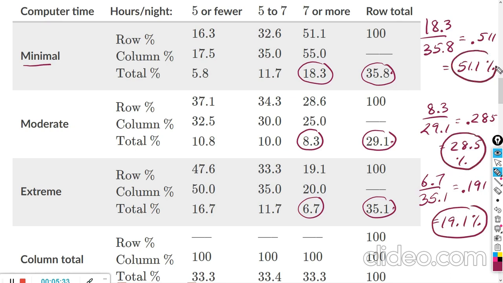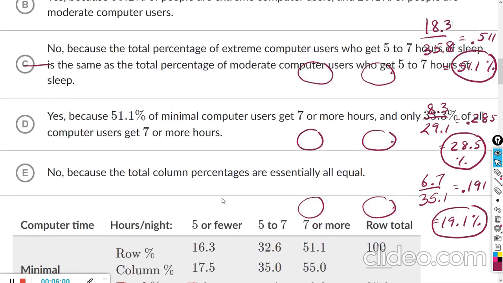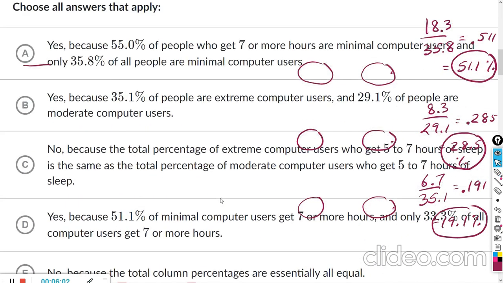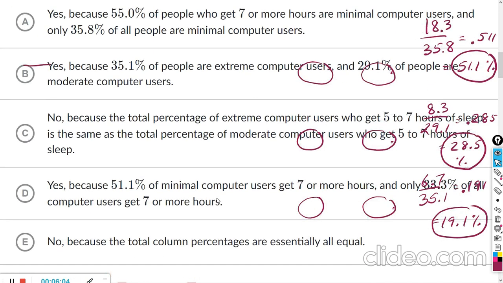So as you can see, for the people that use the computer minimally, those people are more likely to get 7 or more hours sleep than the people that use the computer in moderate and extreme. All right. So there's definitely an association, since the minimal computer users are more likely to get 7 or more hours sleep. So let's look at our answers. All right, so we know it's yes.